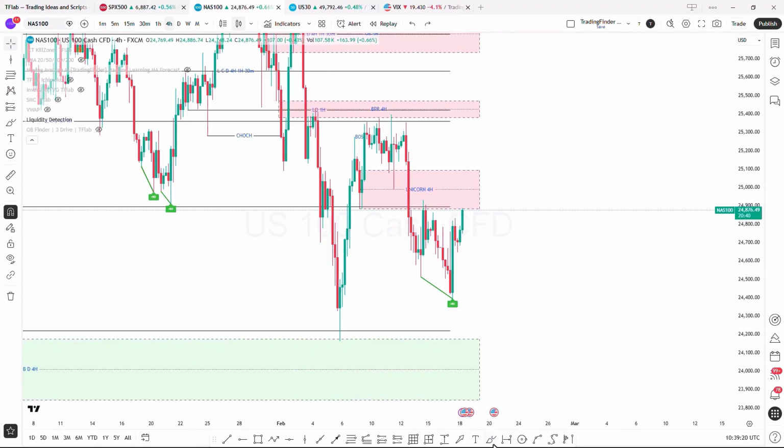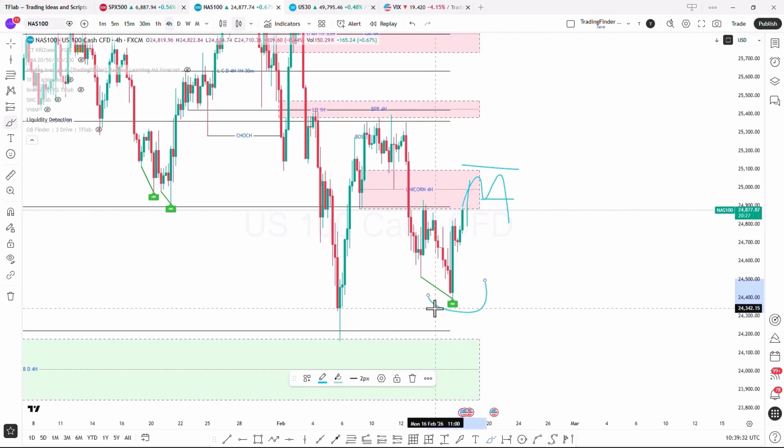If Nasdaq manages to move upward and enter the unicorn zone at the level of strong resistance in the bullish trend, and after a break in market structure shift, we can enter a sell position. We should place the stop loss behind the swing, targeting the swing low.